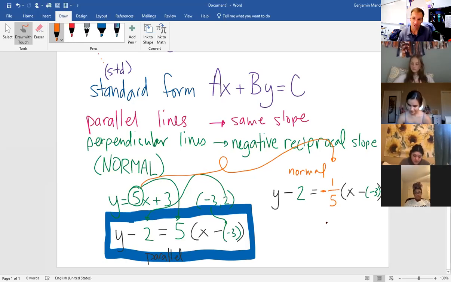Okay, so there's a little bit of algebra to review, writing an equation of a line. Normal means perpendicular. Okay, that's probably the only new thing that you're going to get from today. Normal means perpendicular.